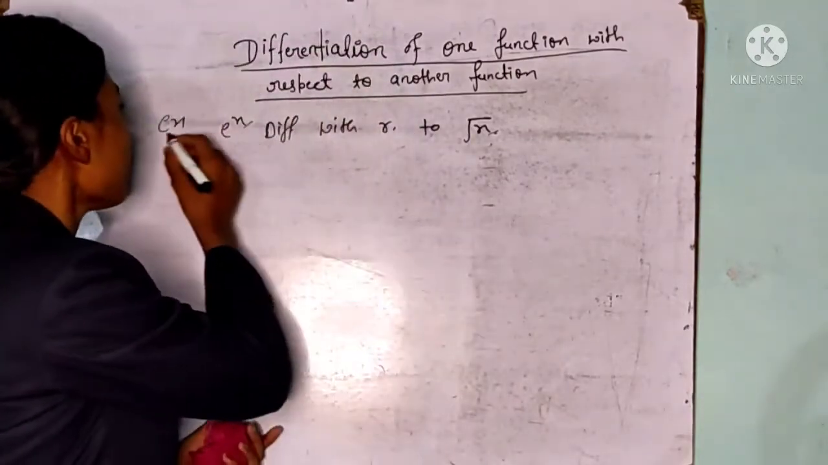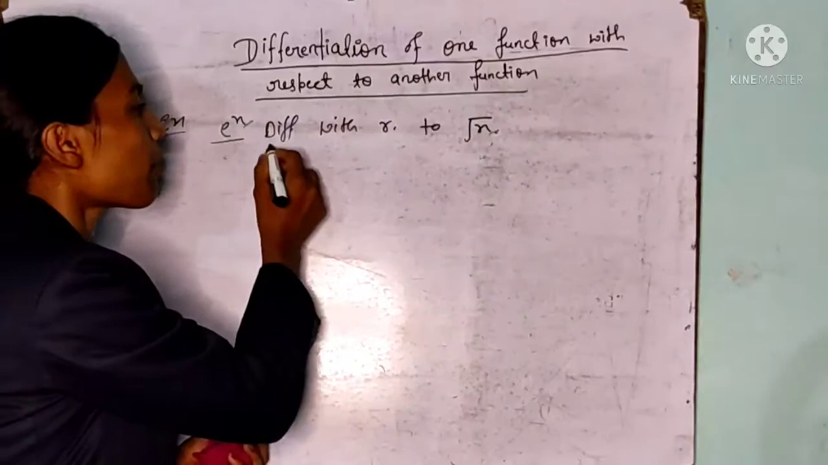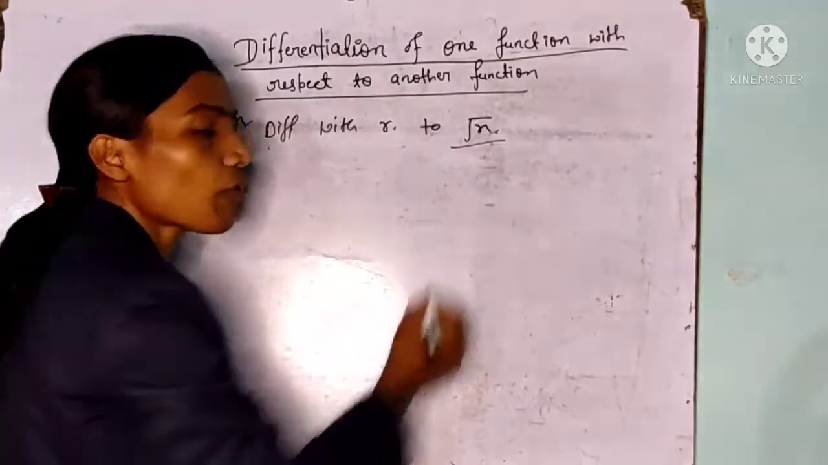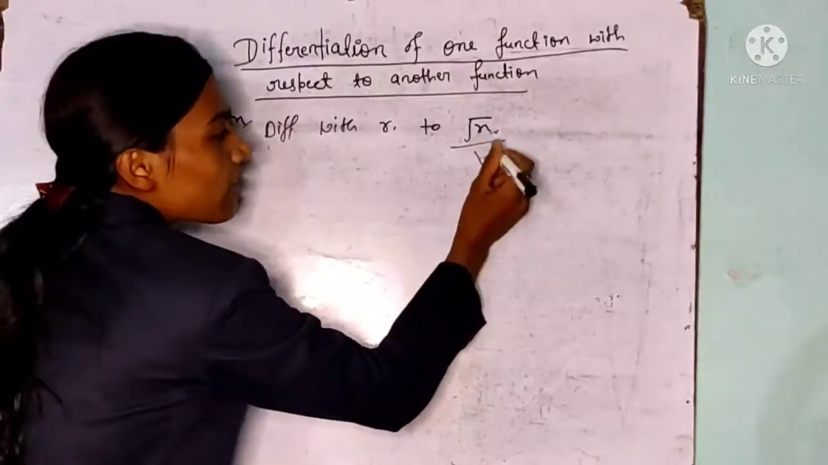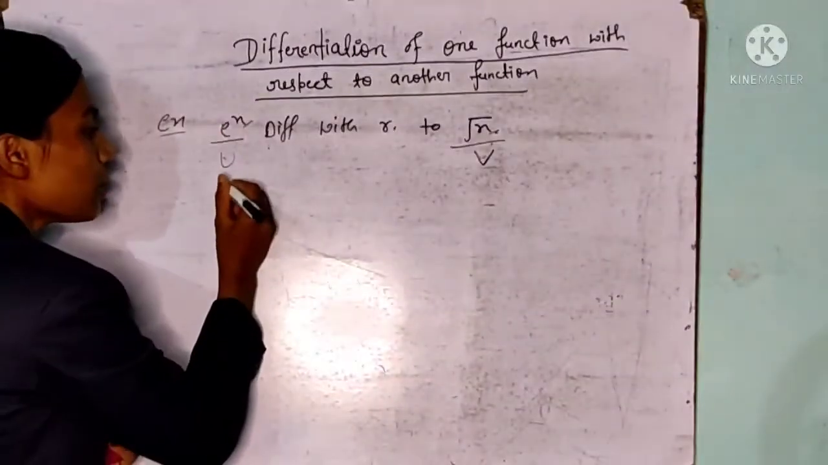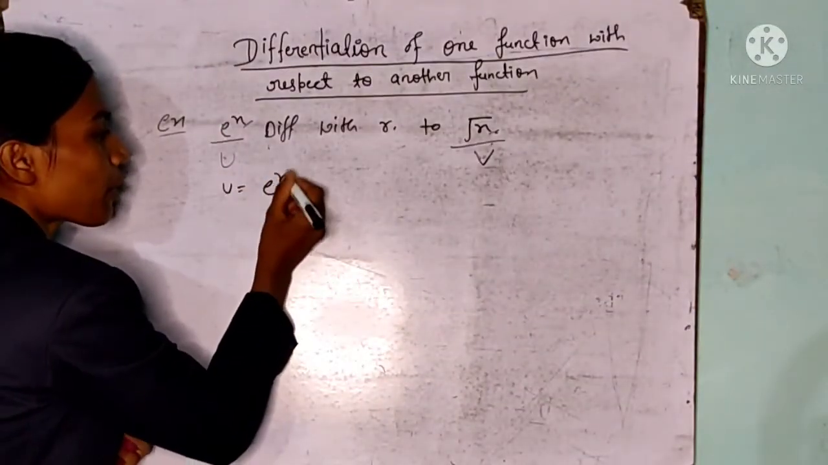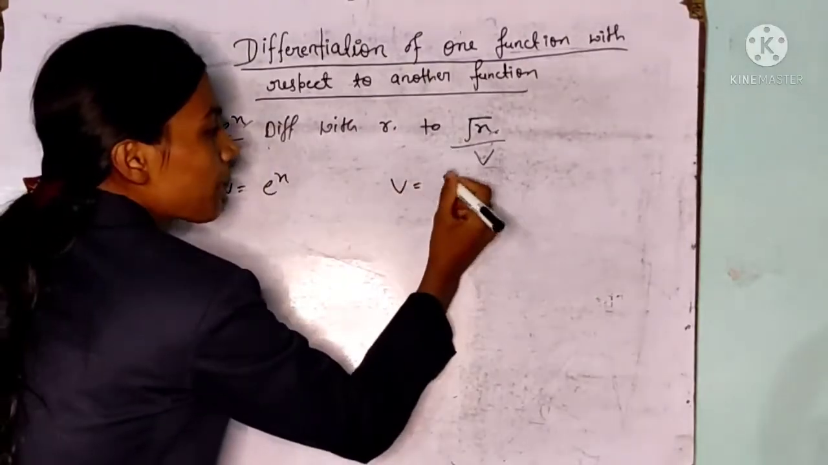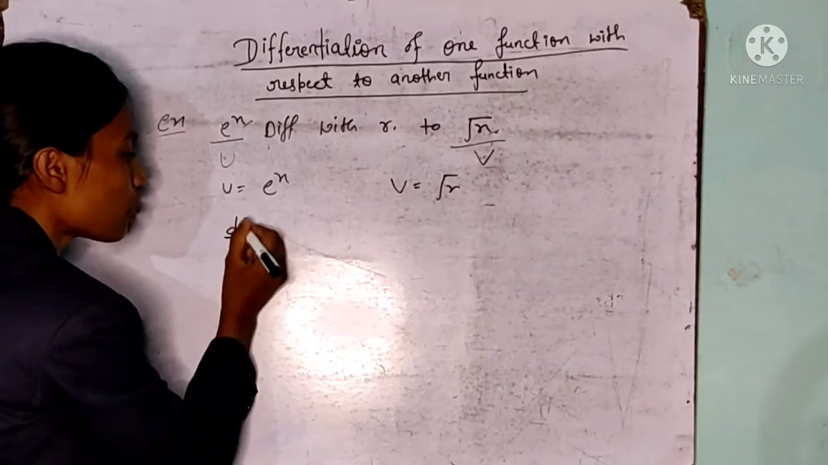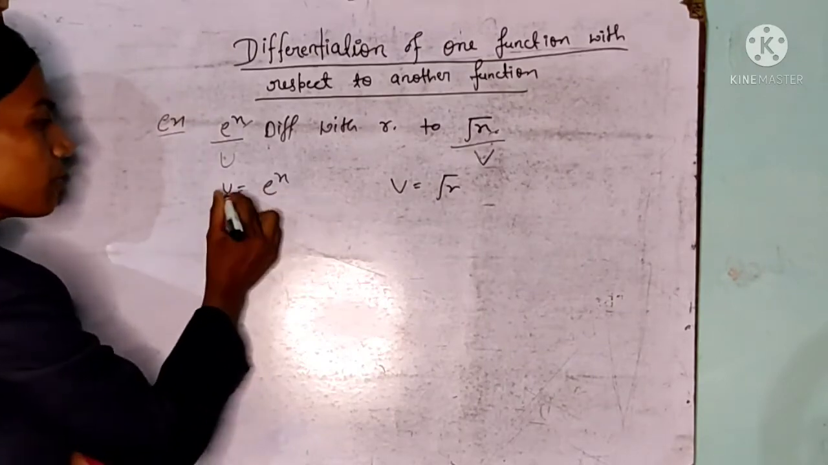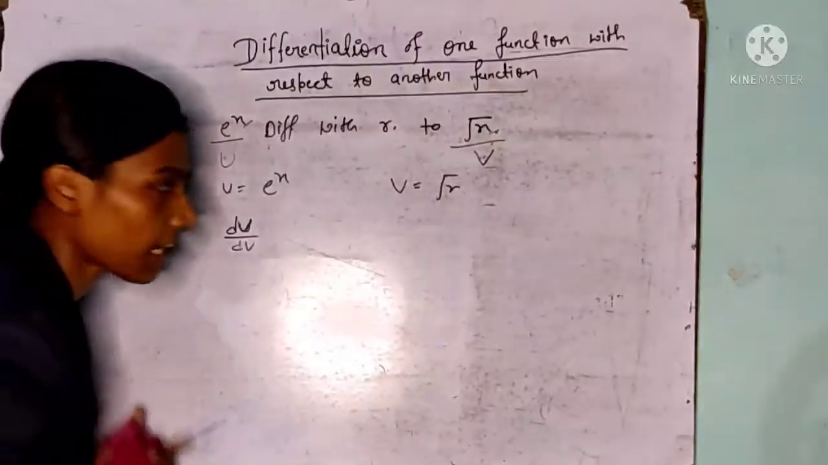See here, in the example, the given function e^x is to be differentiated with respect to root of x. What will we do? Take this function as u and this function as v. Now u is equal to e^x and v is equal to root of x. Now we need to find du/dv, the differentiation of the first function with respect to the second function.